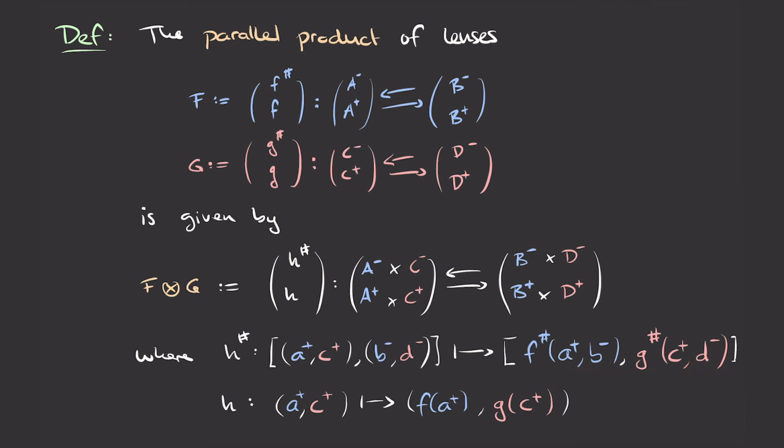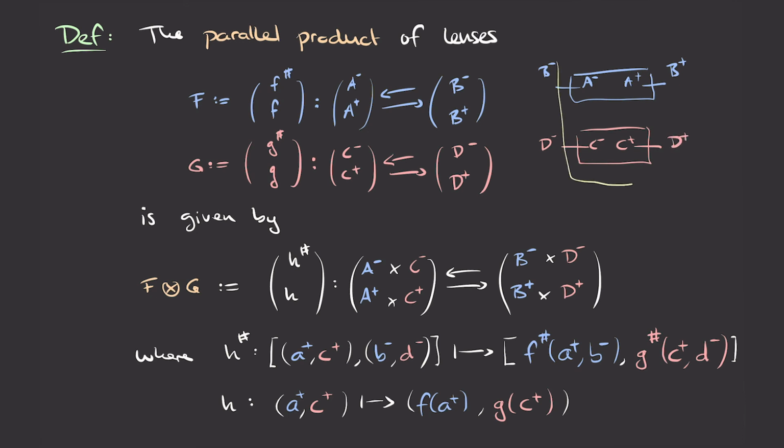If you want, you can also think of this construction in terms of a picture. In our notation from the previous videos, we thought of a lens as converting B minus inputs and B plus outputs to A minus inputs and A plus outputs. The way this was drawn was as follows. We had here B minus, B plus, and then on the inside we had A minus, A plus. And somehow this lens was an interface between these two different types of inputs and outputs. Similarly, our lens G can be thought of as an interface between C minus, C plus and D minus, D plus.